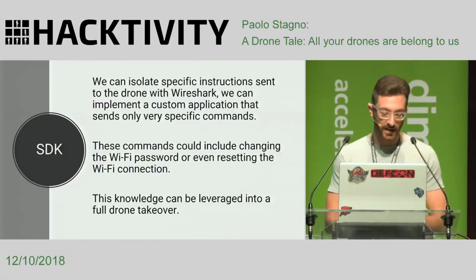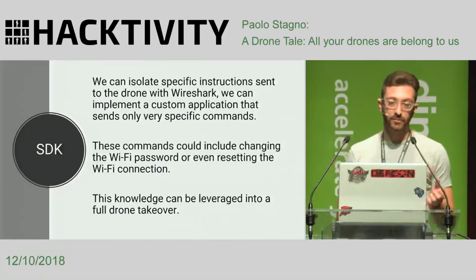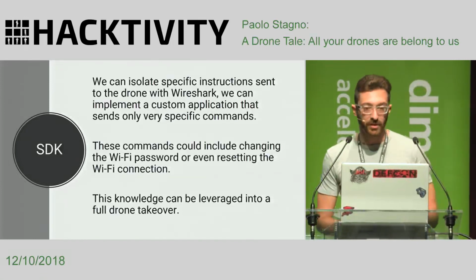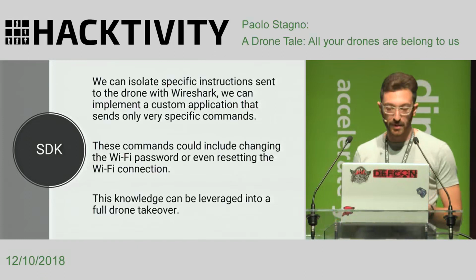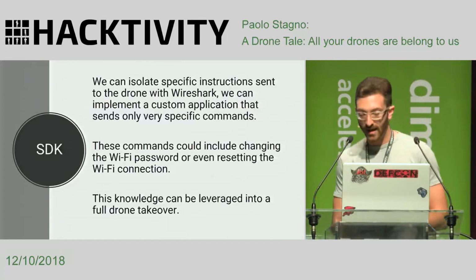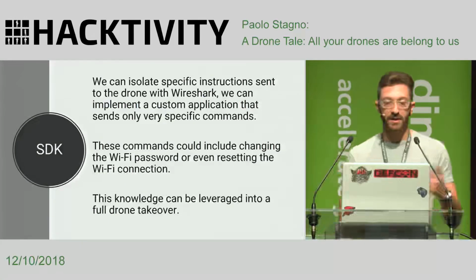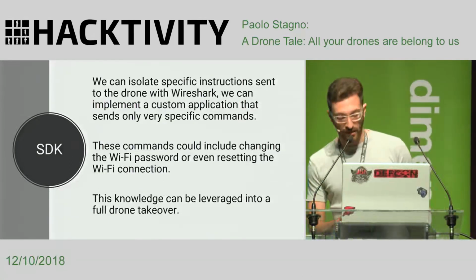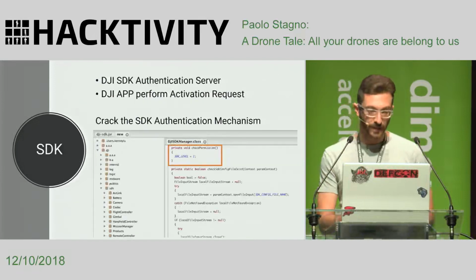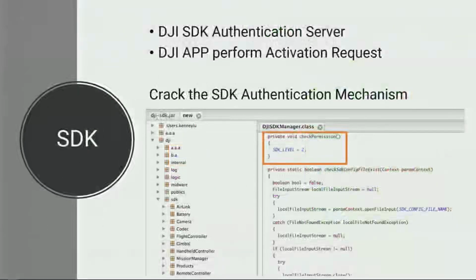So the idea of the SDK as an attack vector was to isolate some specific instructions sent to the drone while sniffing the traffic. I would like to implement a custom application that could send some specific payloads to the drone, like, for example, disconnecting from the actual Wi-Fi and connecting to another network in order to get a full drone takeover. But again, the SDK has an unlock mechanism, so it's required to have a DJI account and request an API token from the server.